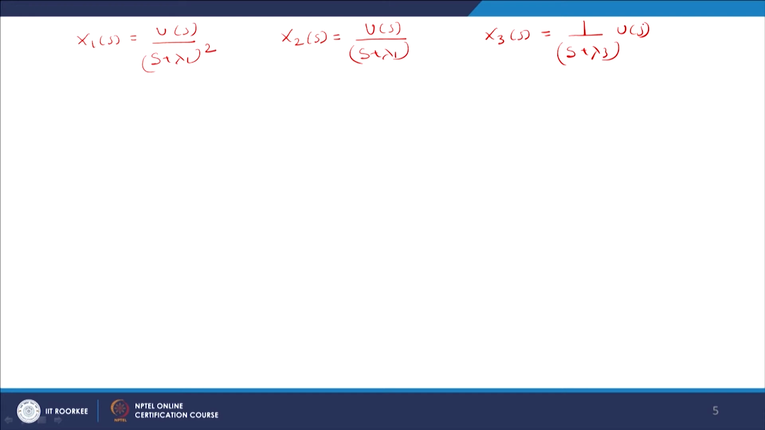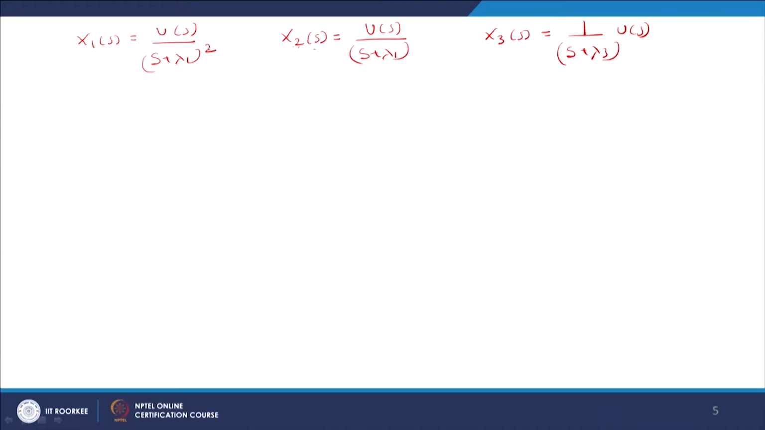So, we have written x1 of s, x2 of s and x3 of s. Now, we want a state space model. As far as x2 of s and x3 of s are concerned, we can directly multiply and get the model in time domain. But there is a problem with x1 of s, because (s plus lambda 1) squared is there. So, it is difficult to apply the inverse Laplace right now for this equation.